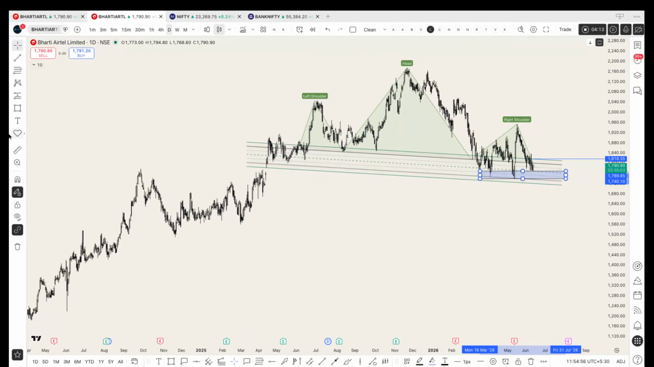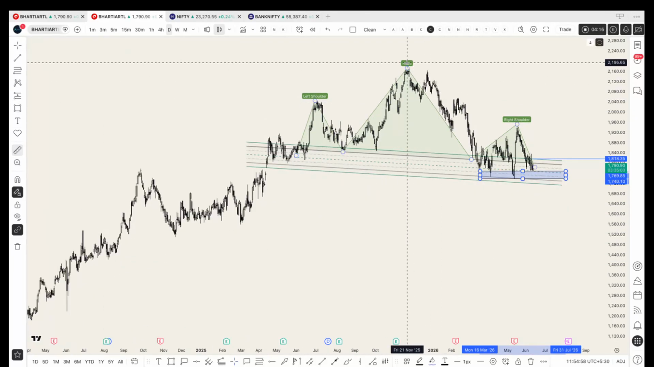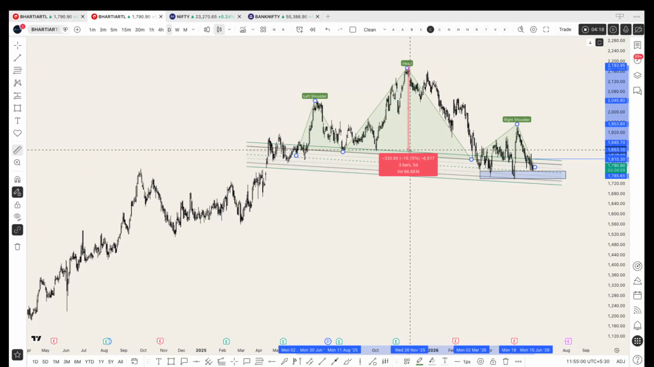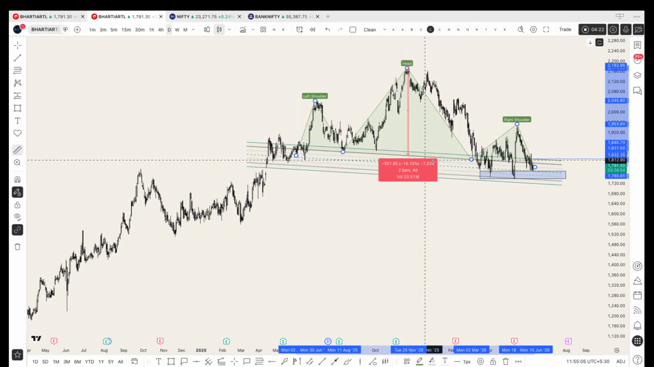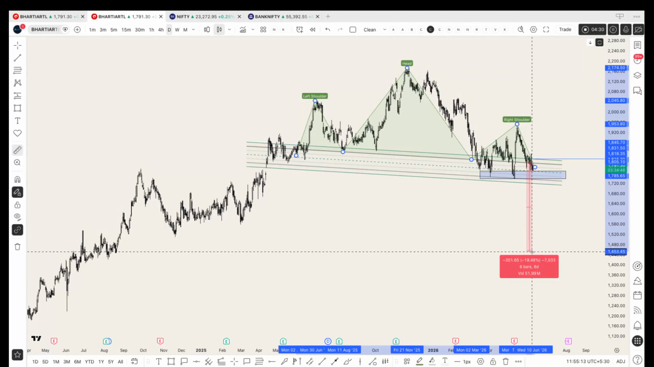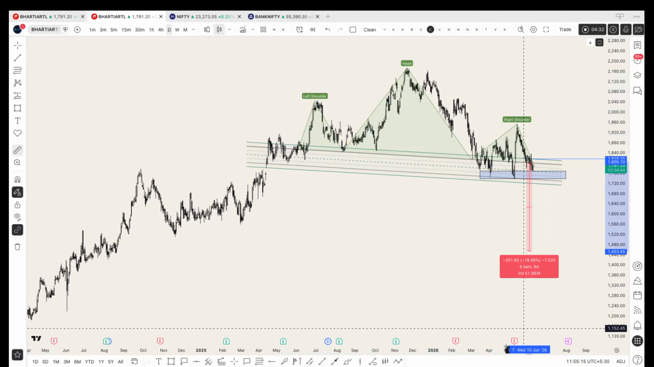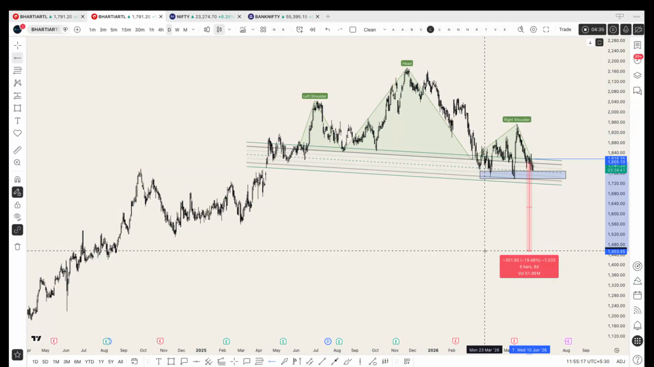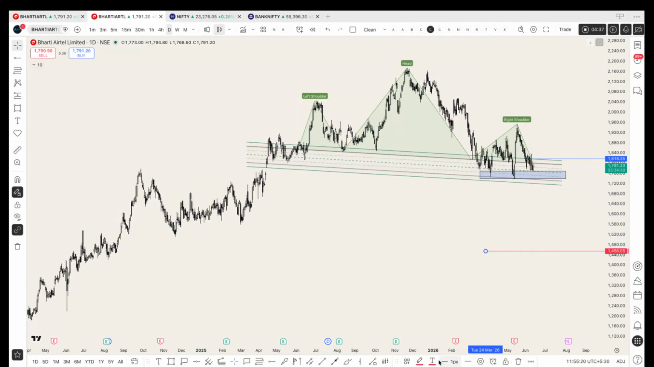And as per the bookish target, the target of a head and shoulder pattern is always the range of the head, but this range will not be calculated from this area, it will be calculated from the neckline, which is here. So 350 points down, that is almost around 1453. This is the target based on the head and shoulder pattern.